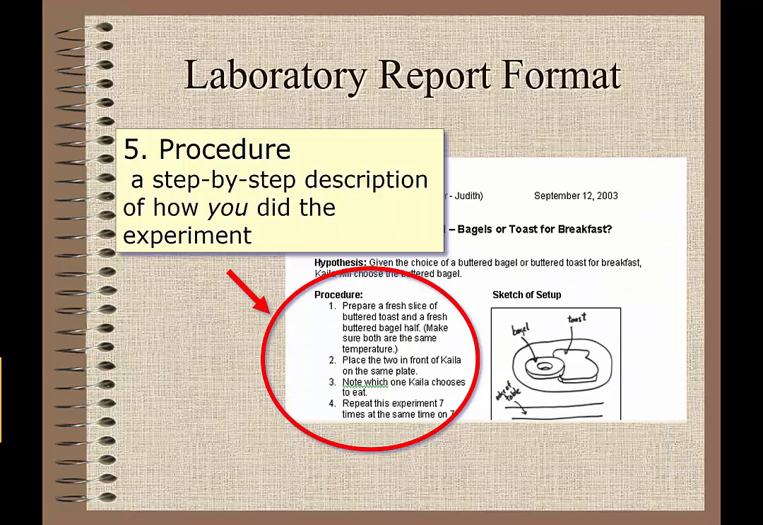Next is the procedure, and that's a step-by-step description of how you did the experiment. The way to know if you've done a good job is, could you hand this procedure off to your 5-year-old nephew who can read and have her or him be able to follow the process step by step.